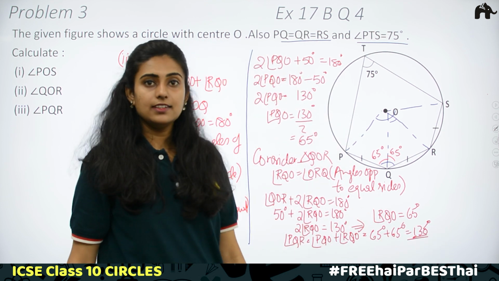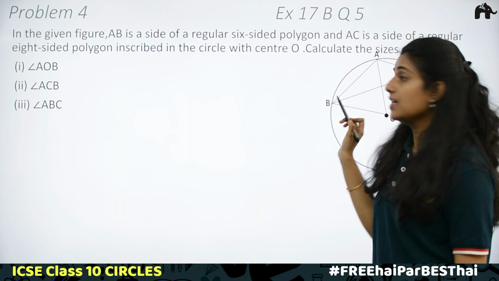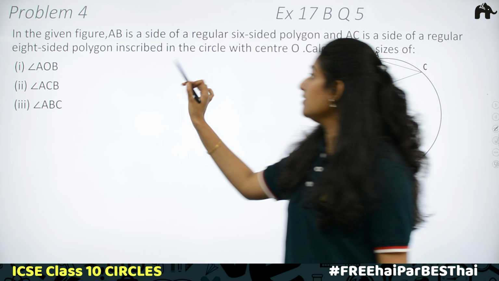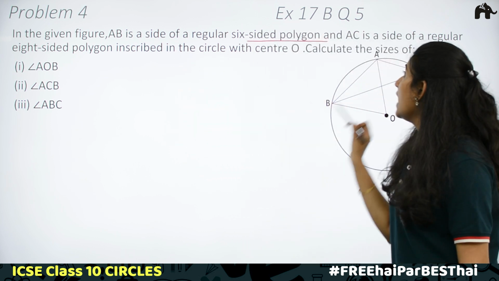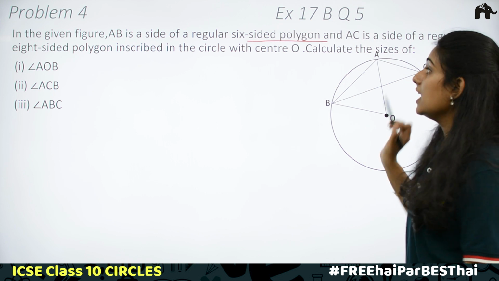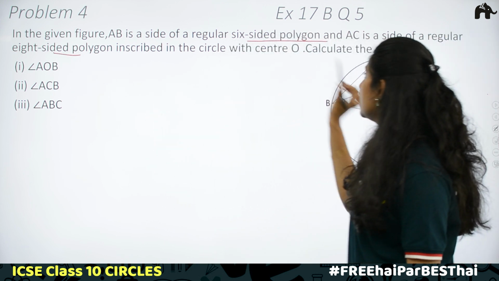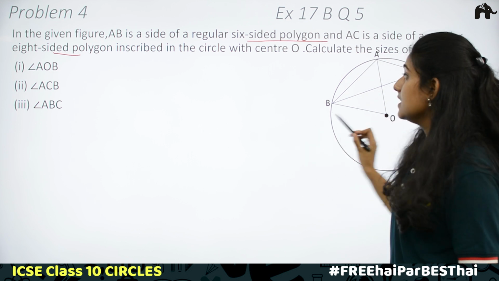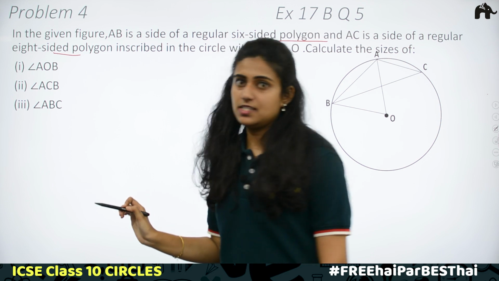Okay, we get 130 degrees. Clear? Next, problem number 4, question 5 of exercise 17B. In the given figure, AB is the side of a regular 6-sided polygon and AC is the side of a regular 8-sided polygon inscribed in the circle with center O. Calculate the sizes of angle AOB, ACB and ABC.